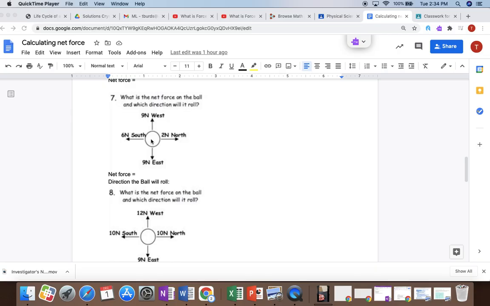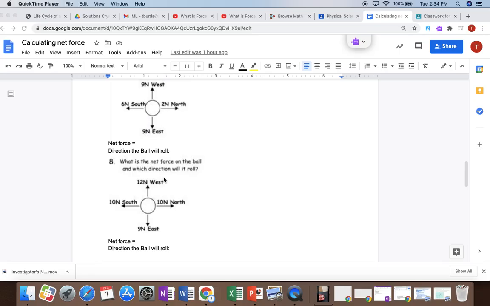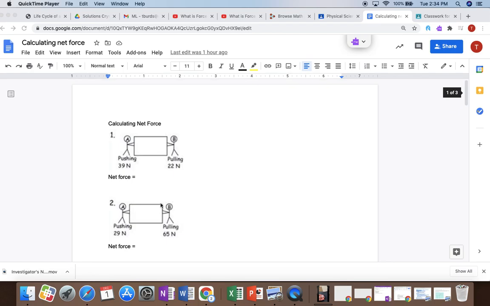The bottom ones have more forces acting on it, but in the end, you should be able to figure out what the final net force is going to be. If you have any questions, please let me know.